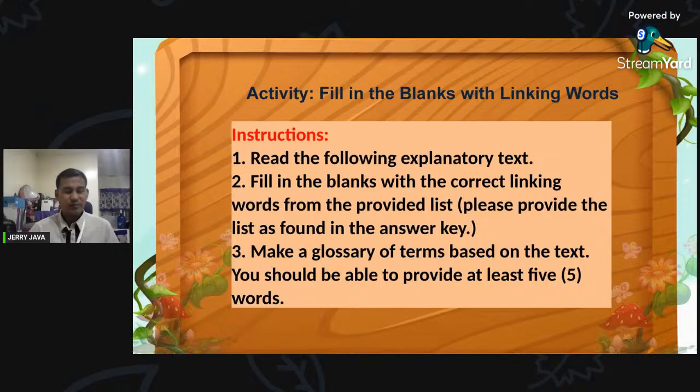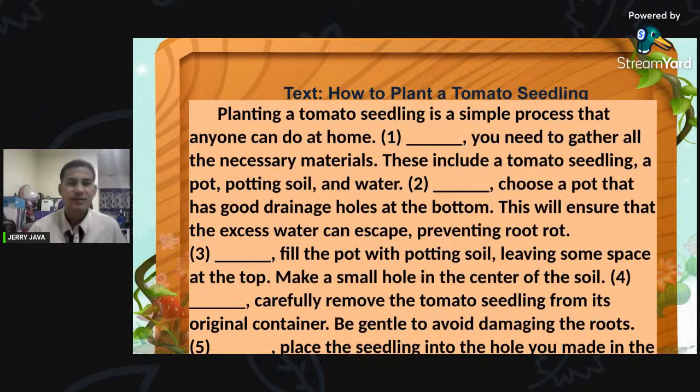Instructions: read the following explanatory text, fill in the blanks with the correct linking words from the provided list. Please provide the list as found in the answer key. Make a glossary of terms based on the text. You should be able to provide at least 5 words. On the blank, you're going to write the linking words, connectors, like the conjunctions.